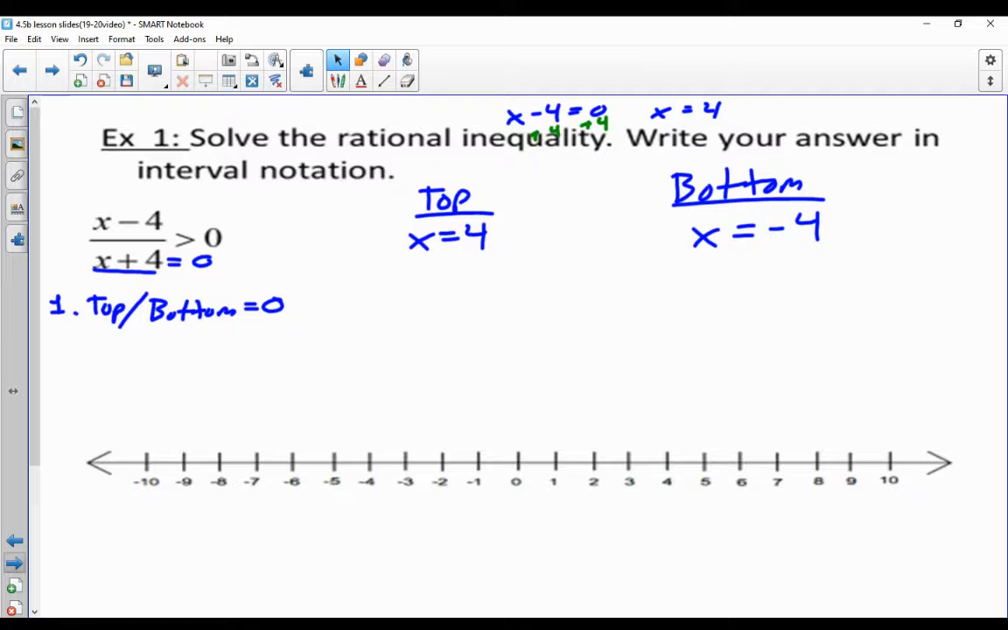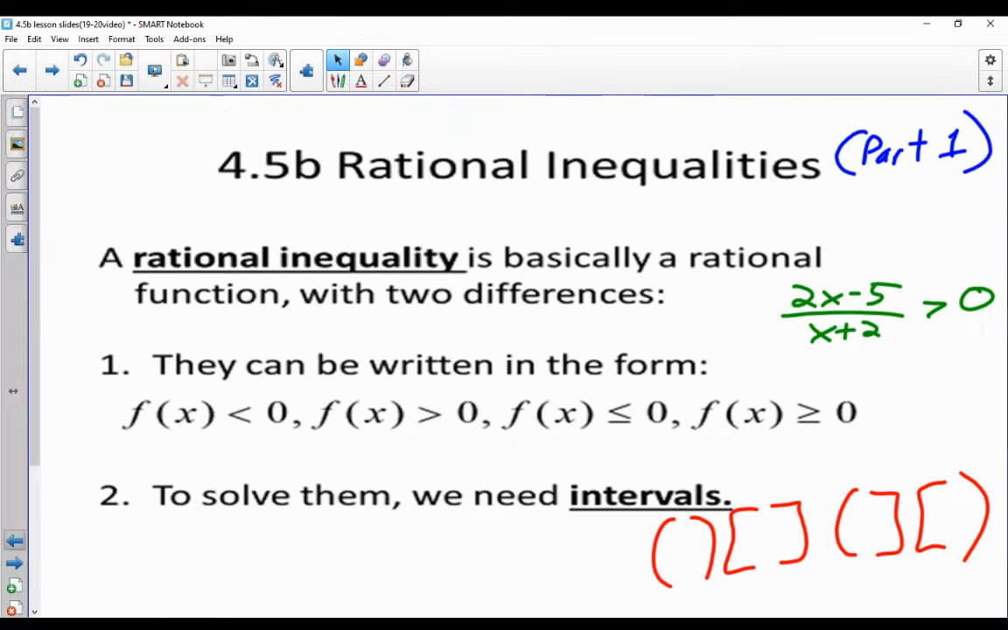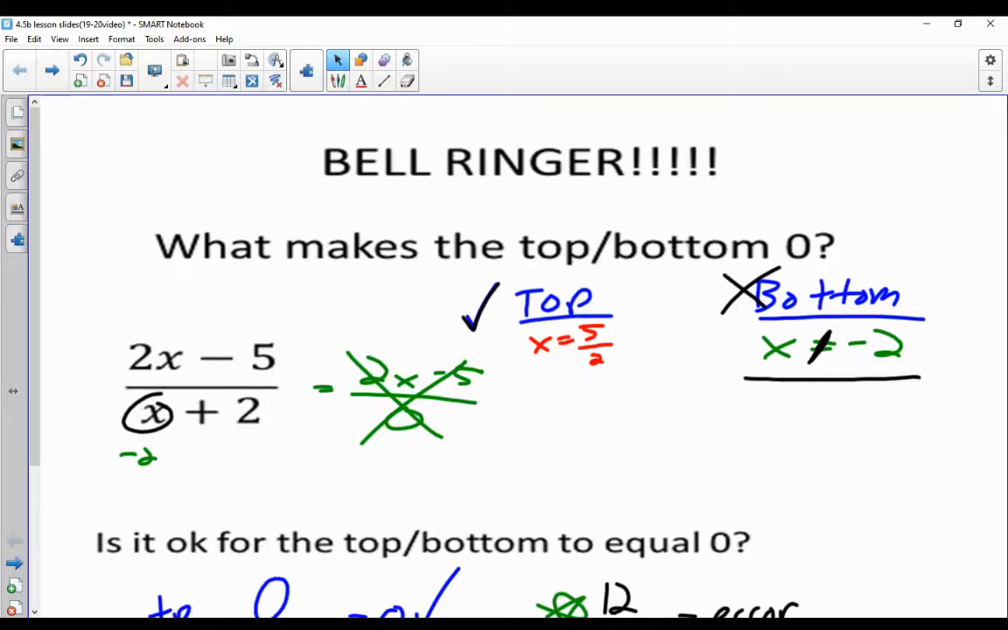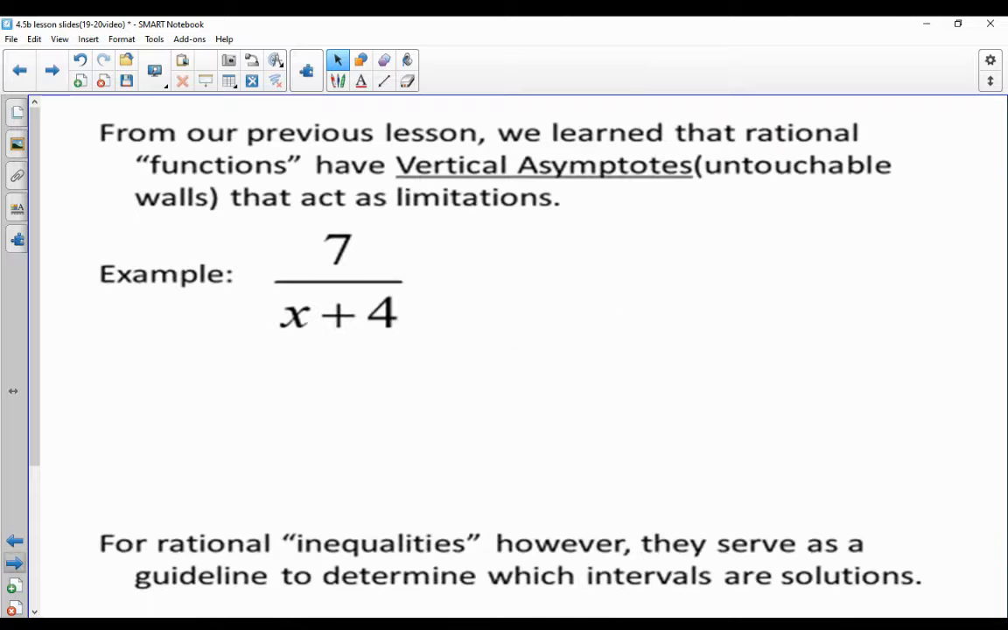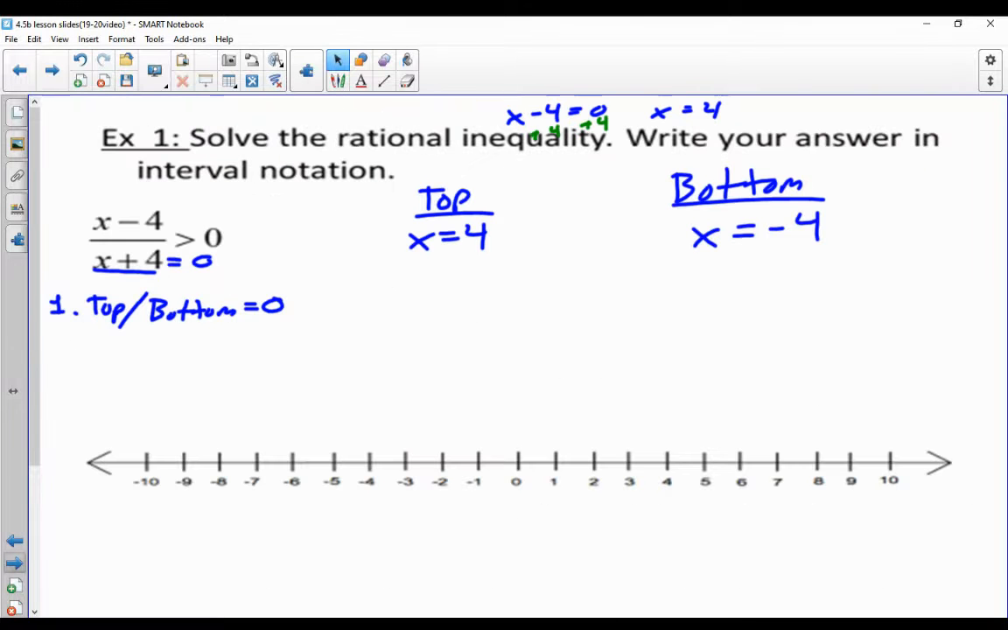Now, remember what we talked about on the very first slide, that the bottom cannot equal 0 because that'll give us a domain error. We got to do the same thing on this example, that x cannot equal negative 4 on the bottom. That will prevent domain errors. So that's the first step, figuring out what the top and the bottom numbers are and labeling them accordingly.